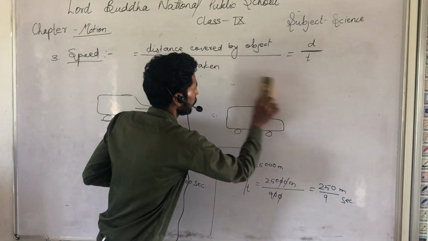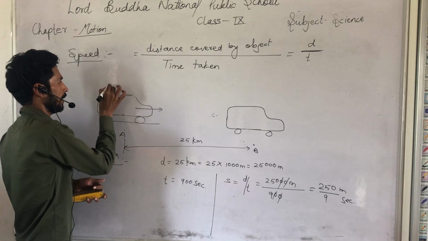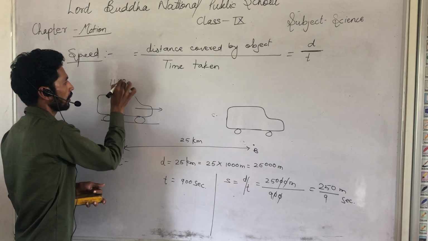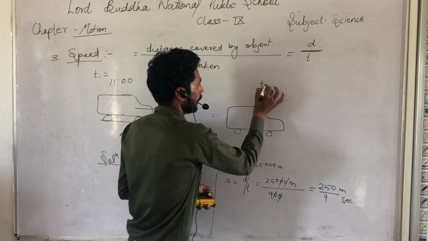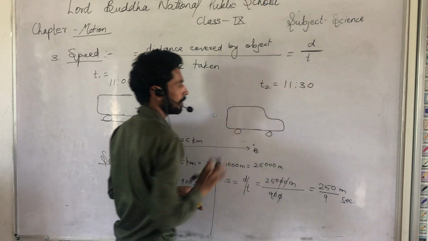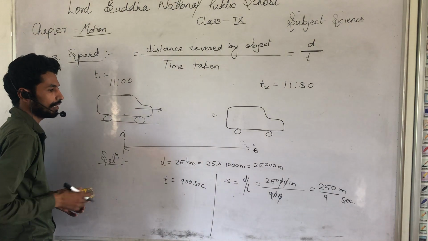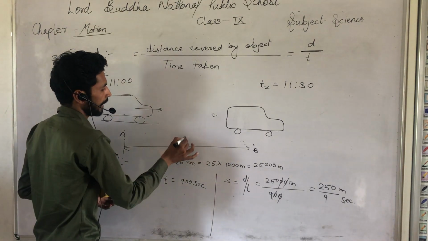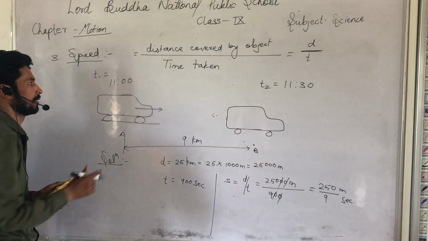Take another example. Suppose this car at 11 o'clock is here, and at T2 time, suppose at 11:30, it is here. In this case, the total distance it moved is 9 km. Now find out the speed.